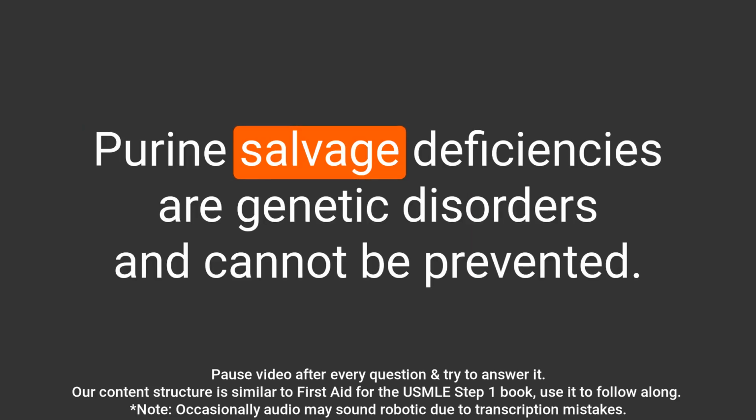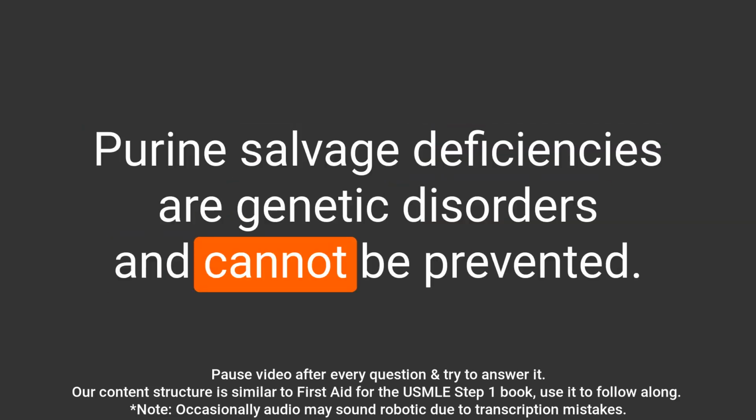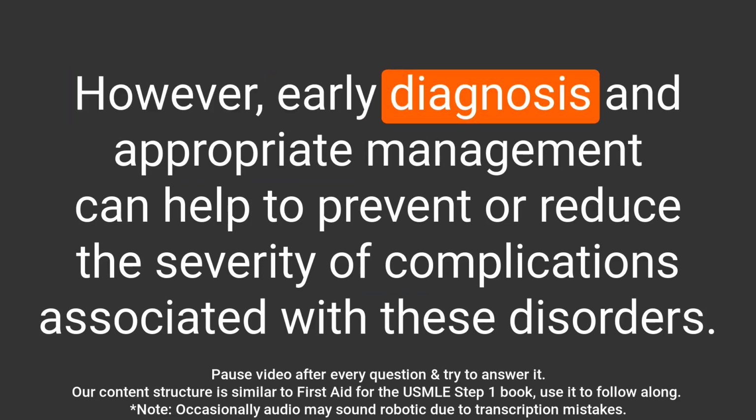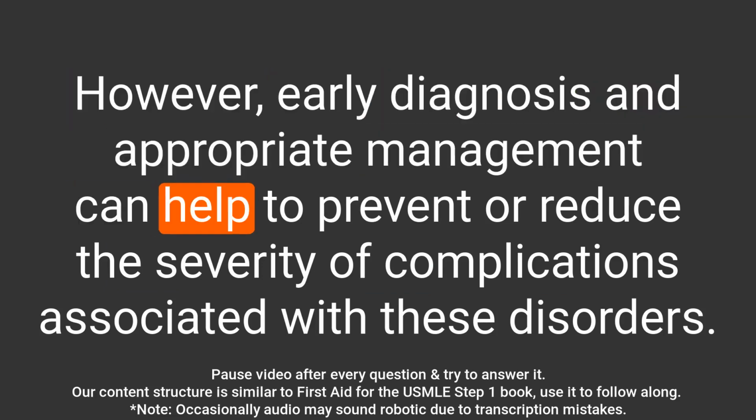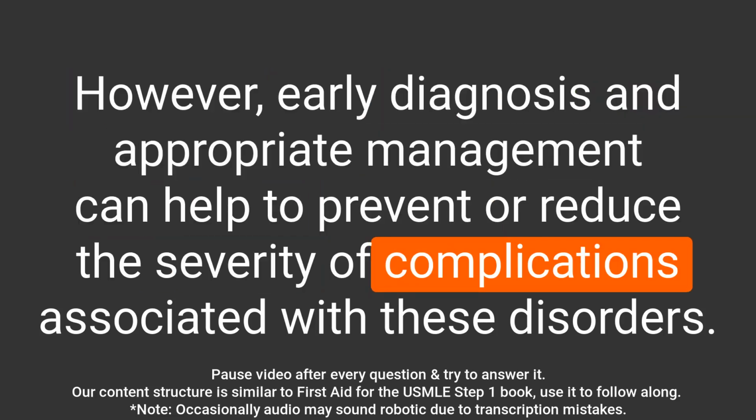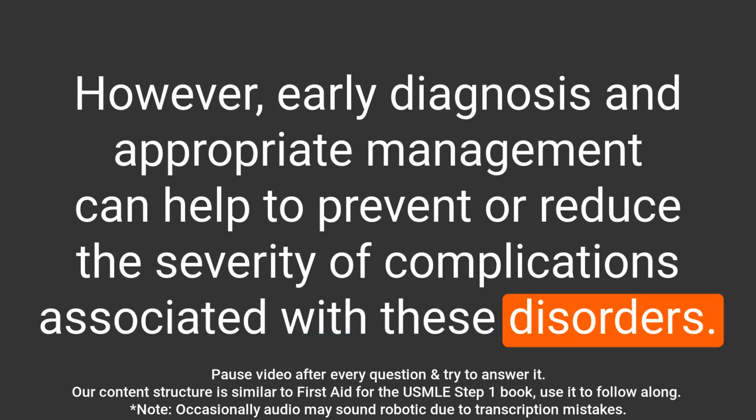Question: Can purine salvage deficiencies be prevented? Answer: Purine salvage deficiencies are genetic disorders and cannot be prevented. However, early diagnosis and appropriate management can help to prevent or reduce the severity of complications associated with these disorders.